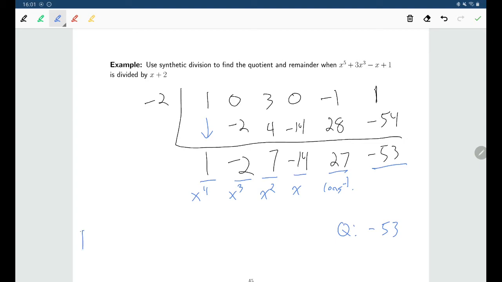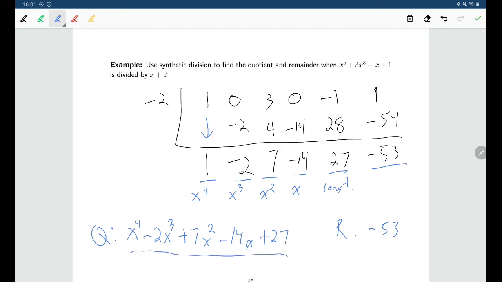So for our quotient, our quotient should be x to the 4 minus 2x cubed plus 7x squared minus 14x plus 27. So we have a quotient, x to the 4 minus 2x cubed plus 7x squared minus 14x plus 27, and a remainder of negative 53.